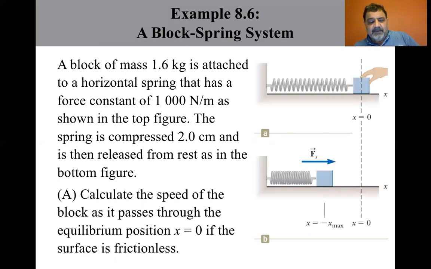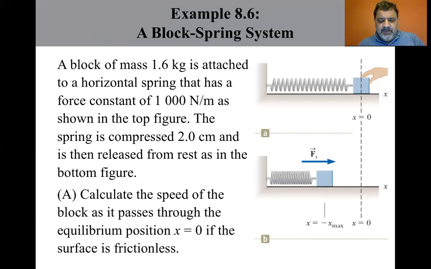Now, here's another example. A block of mass 1.6 kilograms is attached to a horizontal spring that has a force constant of 1,000 newtons per meter, as shown in the top figure. The spring is compressed 2 centimeters, 0.02 meters, and is then released from rest, as in the bottom figure. Calculate the speed of the block as it passes through the equilibrium position, x equals 0, if the surface is frictionless. So we're looking at the idealized case where there's no friction.